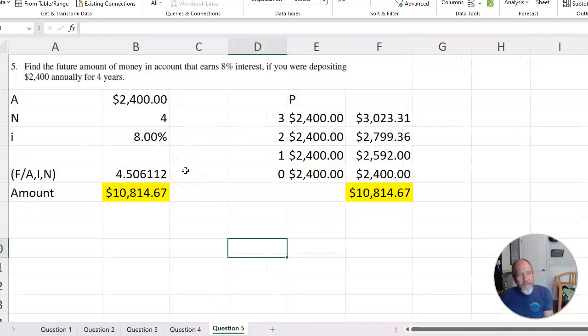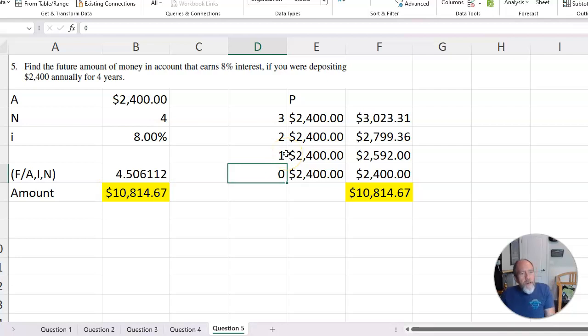All right, last one that I'm going to do for this calculation assignment. Find the future amount of money in an account that earns 8% interest if you're depositing $2,400 annually for 4 years. Well, there's actually 2 ways I can do it. If you use the equation that you know, and let's say, now we're going to go backwards because we can do it forwards, it doesn't really matter.